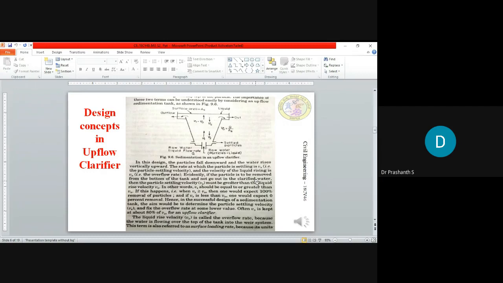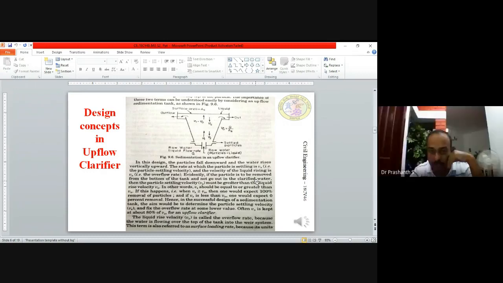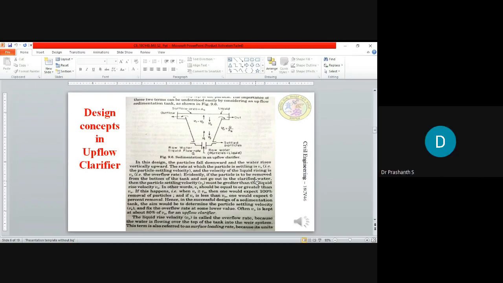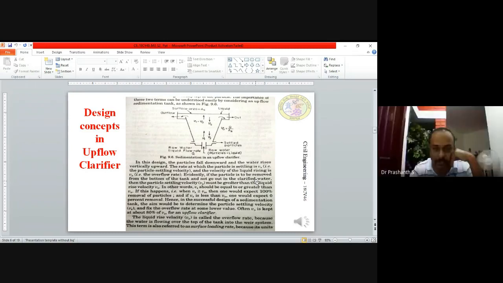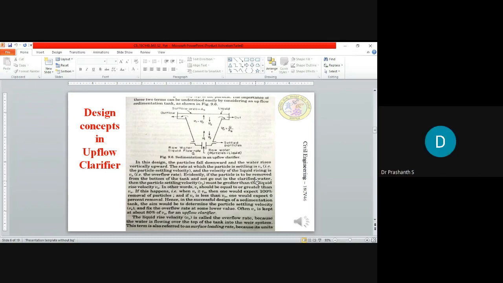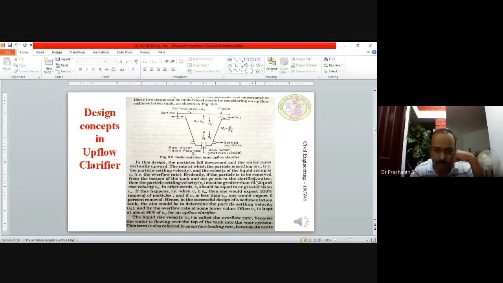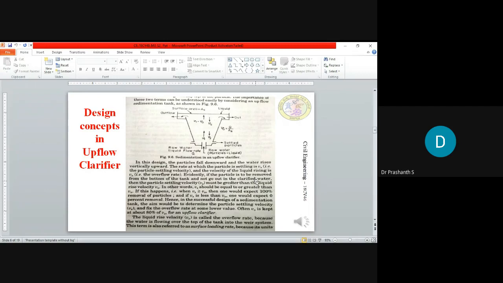Vs is the settling velocity of the particle. If V naught is more, then Vs is not going to settle down. Therefore, the settling velocity of the particle must be greater than V naught, then only Vs will come down. So, the Vs should be equal to or greater than the V naught.